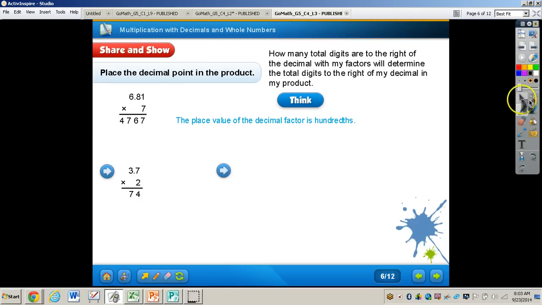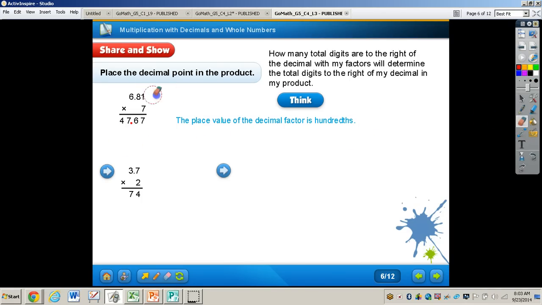Okay, and let me show you some examples here. We have 2 total digits to the right of the decimal in my factors here. Okay, there's only 1 number that's a decimal. So that 81, there's 2 digits to the right. So what we can even do is just put 2 in parentheses. And since there are 2 digits to the right of the decimal within my factors, that means there needs to be 2 digits to the right of the decimal for my product. So I'll put a decimal point right there between a 7 and a 6.